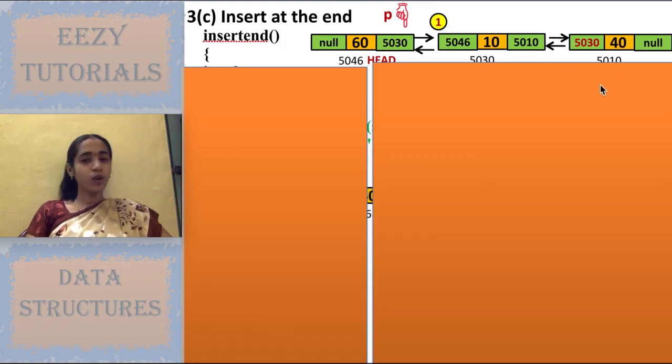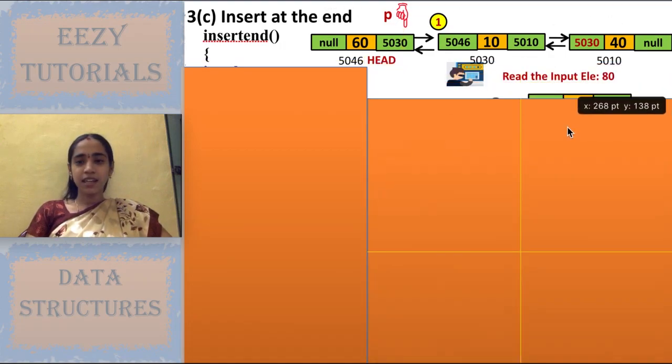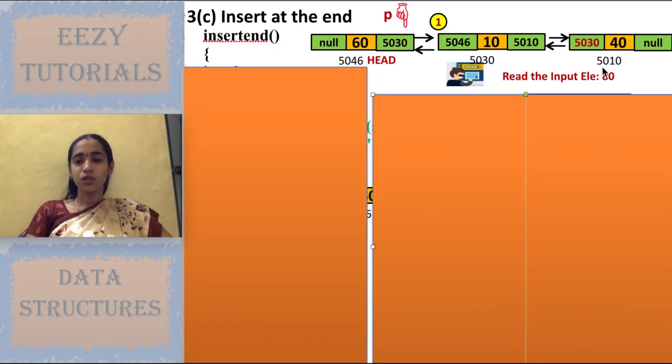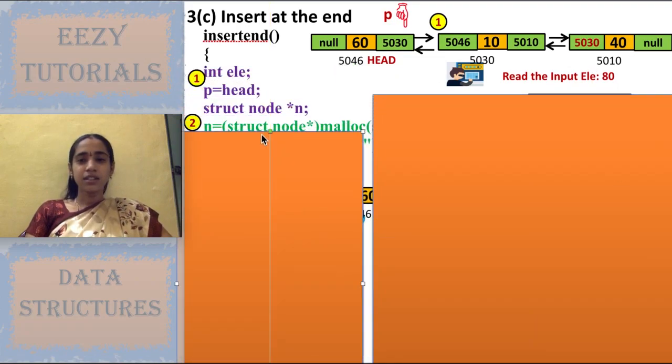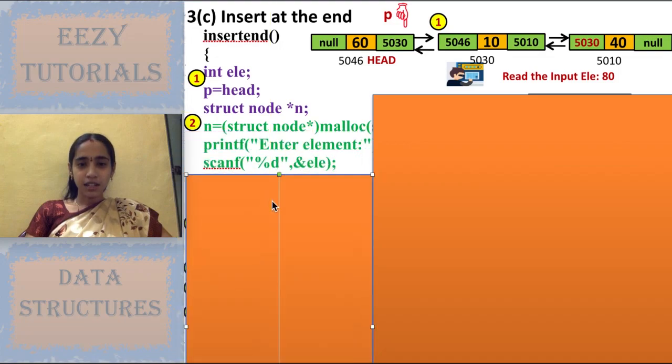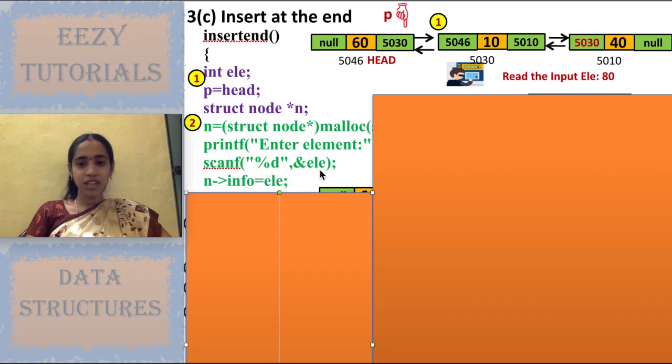For the new node alone, I have to get the input from the user. So the information part of the new node, I want as the input. This is my first task. So I will be declaring int element. I'll be getting printf("Enter the element"), scanf("%d", &element). Then this is my first task.